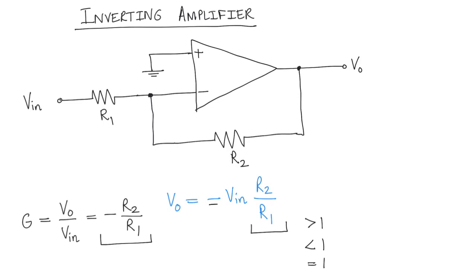Now, with voltage dividers, as we saw before, we were able to get gains of less than 1, right? You were able to get gains of less than 1 when you just put two resistors in series and took the output from the middle of it. But you were not able to get a gain of greater than 1, which the inverting amplifier allows you to do.